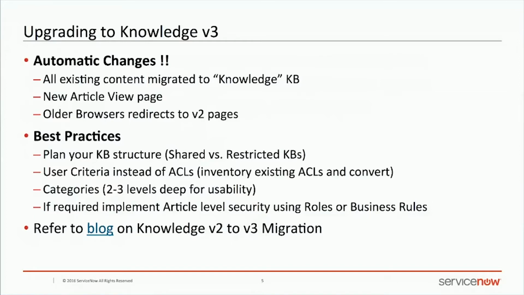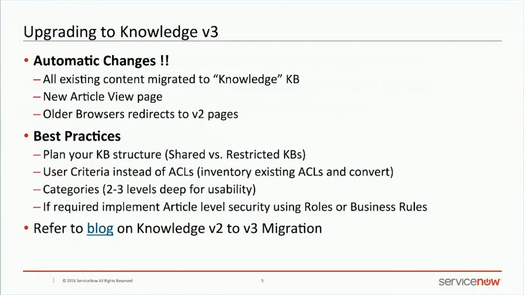We use user criteria instead of ACLs. So if you did any custom ACLs in your implementation for knowledge, then it's a good idea to take an inventory of all those ACLs, and as a part of the migration, convert those ACLs into user criteria. Typically, ACLs would use more user parameters, and those are also available to the user criteria, such as locations or geographies and so on. You can convert them into user criteria.